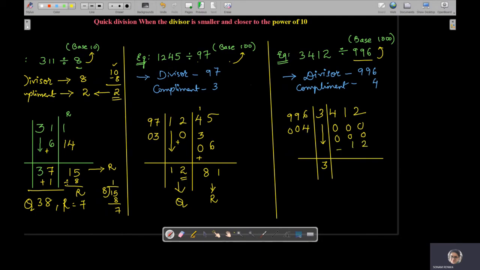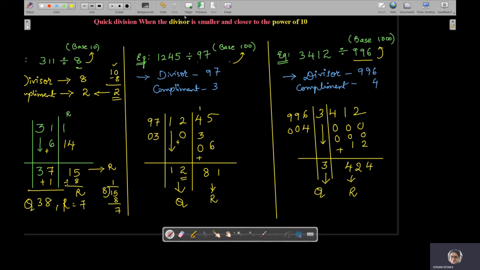So now let us add all this together. 2 plus 2 gives me 4. 1 plus 1 is 2 and a 4. Now, is this 424 bigger than 996? It is not, right? So this is our answer. This 3 is the quotient and 424 would be the remainder, right? Did you get it?